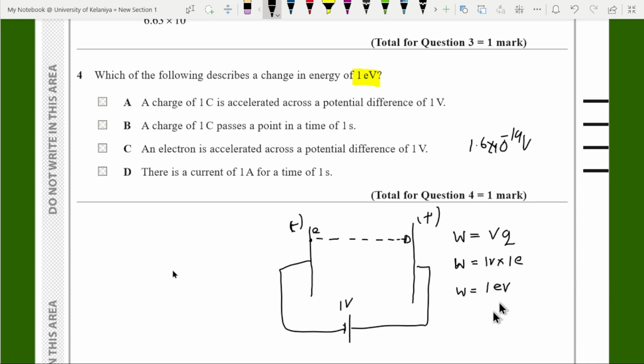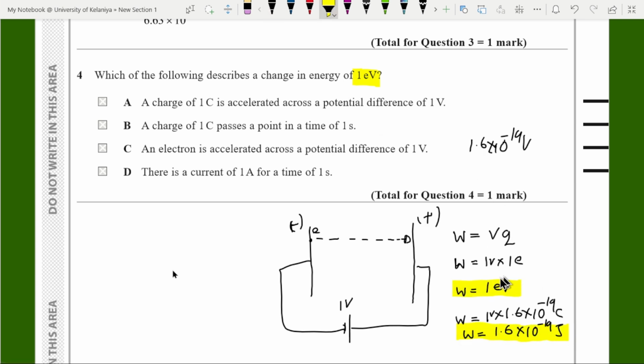So here you can write the energy gained by the electron as 1 electron volt. That's why when we convert our units of energy, if I write this in joules, it will be equal to 1 volt times the charge, 1.6 times 10 to the power minus 19 coulombs. Then this will be equal to 1.6 times 10 to the power minus 19 joules.